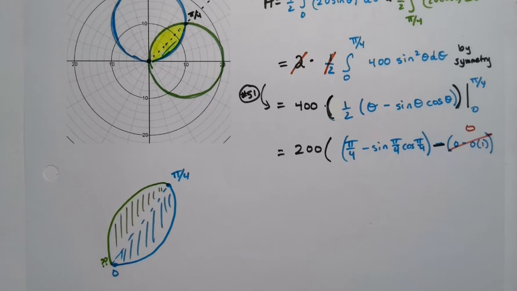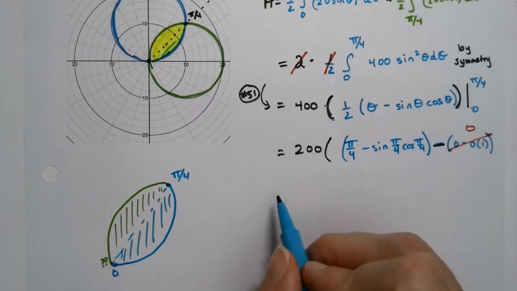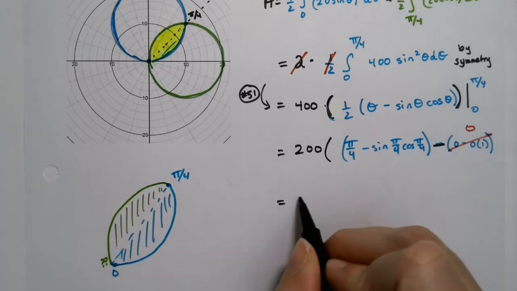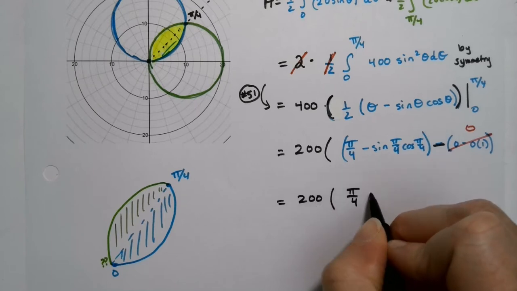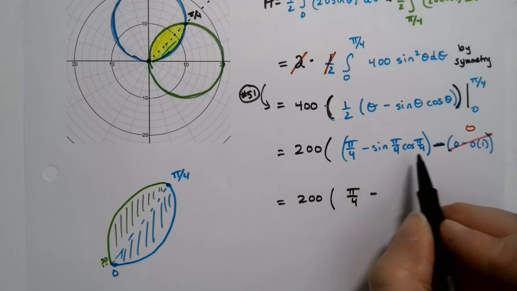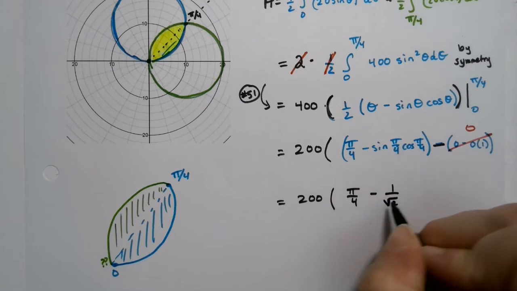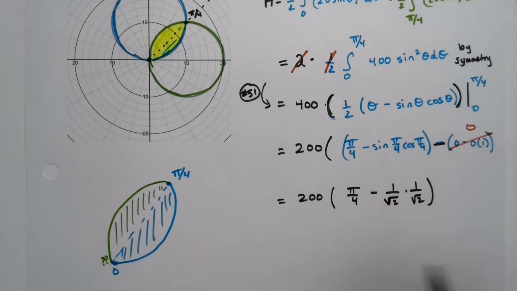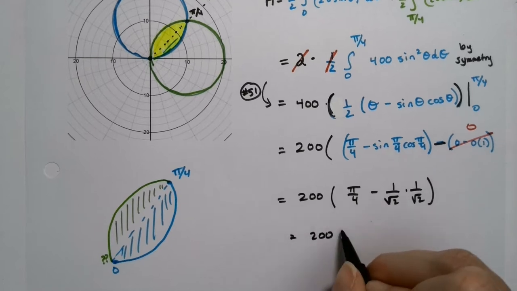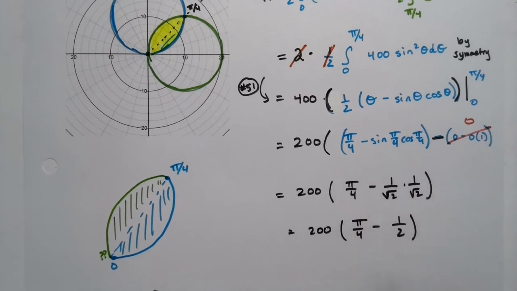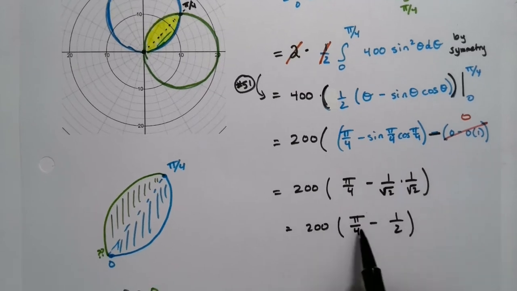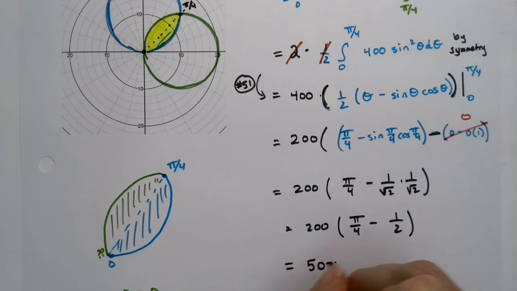And so I'm left with 200 times pi over 4 minus, well, the sine of pi over 4 and the cosine of pi over 4 are both 1 over the square root of 2. So that would be 200 times pi over 4 minus 1/2. So I could technically either distribute the 200 or I could factor out the 1/2, either way you want to do it. So it's 50 pi minus 100 if I distribute, centimeters squared.